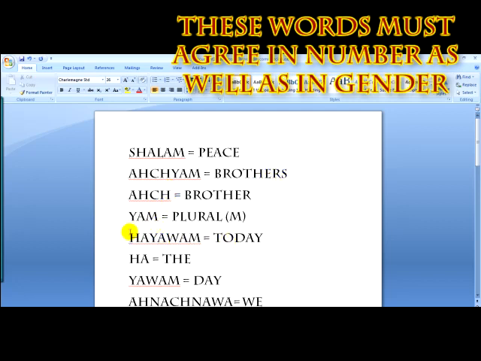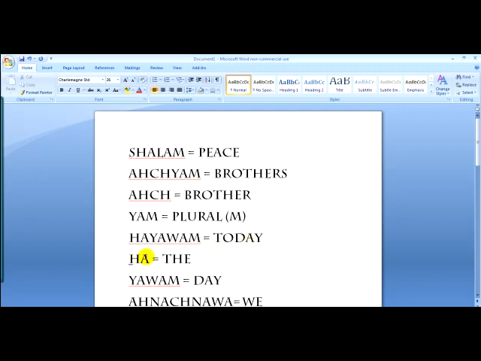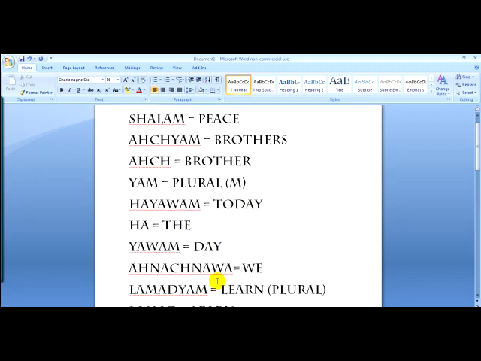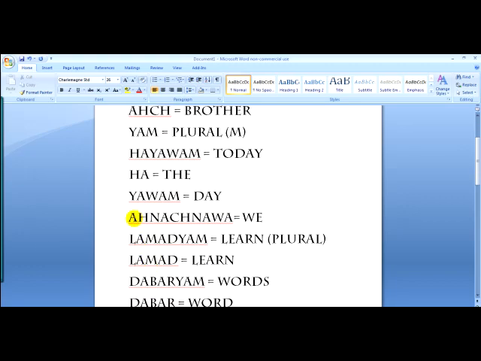Then you have the word hayawam, which is today. Ha at the beginning of the word is the, and yawam is day. Then you have anaknawa, which is we, because we're dealing with brothers, not just one person. Every time you deal with more than one person, you have to make the words in the sentence plural. So it says anaknawa, which is we. Lamadyam, learn. So we're going to learn today. The word lamad is learn, and the word lamadyam is learn in plural. Then you have the yum at the end, which I'll write down again here.